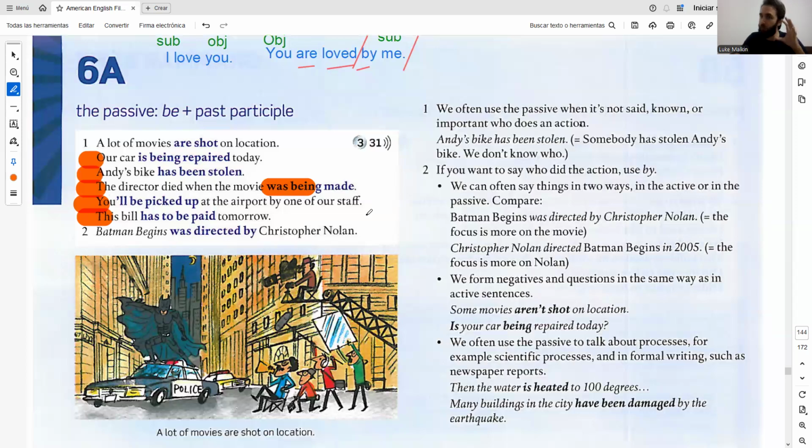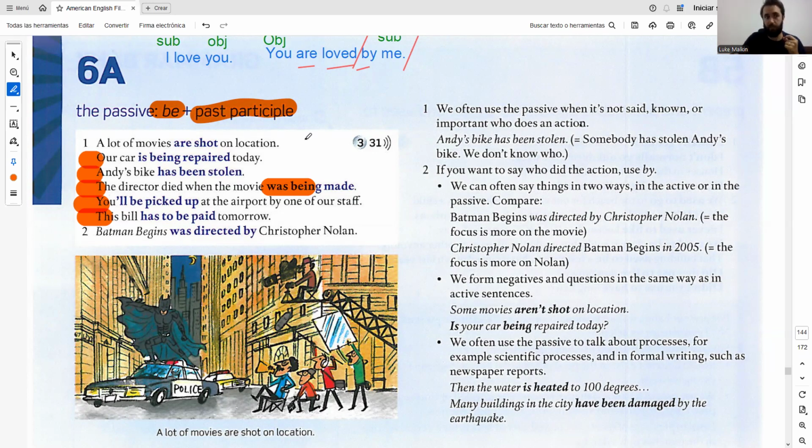Okay, so the concept is give focus to the object of the sentence. And the structure is be and the past participle. The verb be changes depending on the tense. So if that's present, it's am, are, or is. If that's past, it's was or were. If that's future, it's will be or won't be. If that's present perfect, it's have been, right?